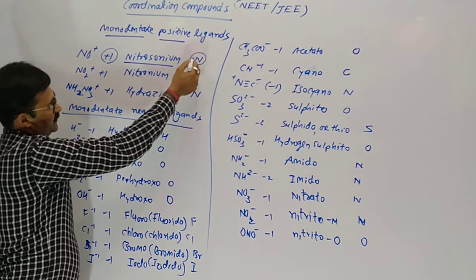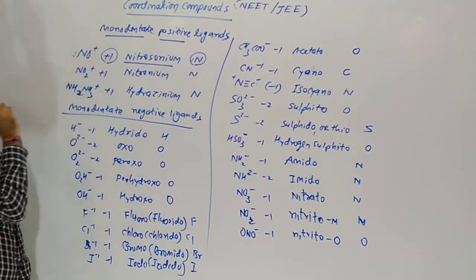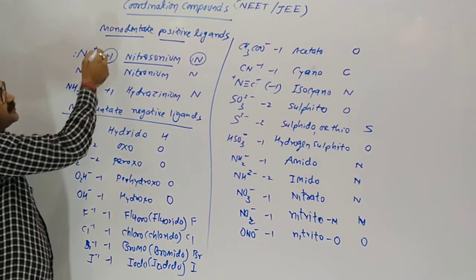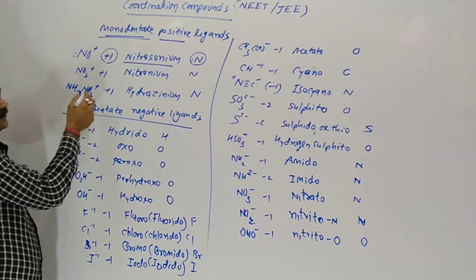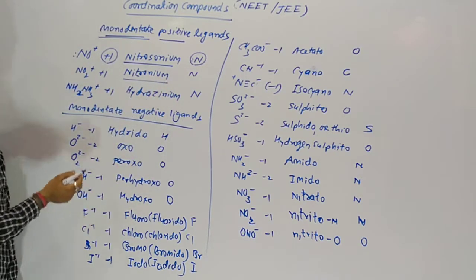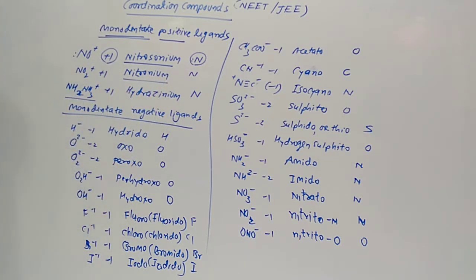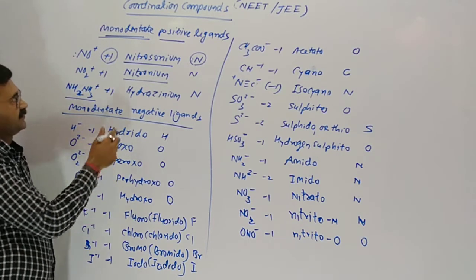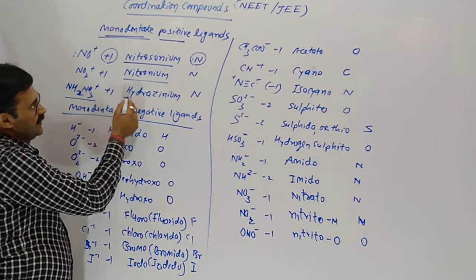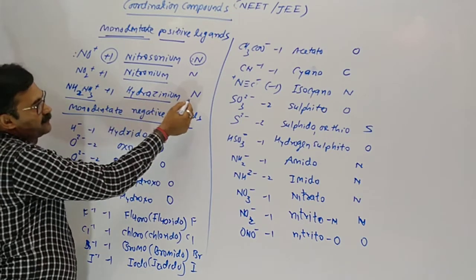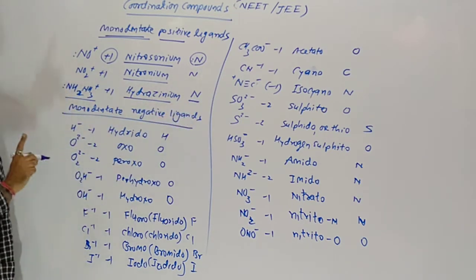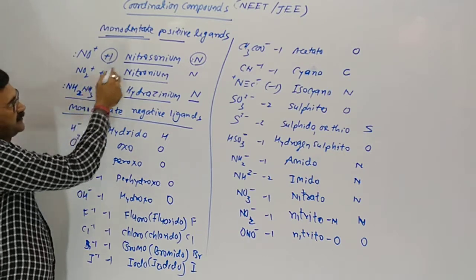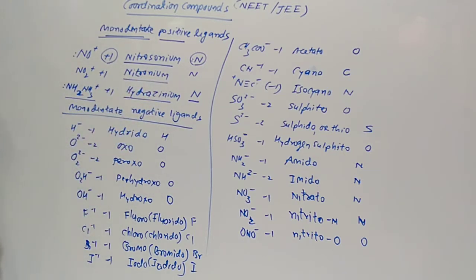Here the nitrogen atom donates one electron pair, so it is monodentate. NO2+ is nitronium, and NH2NH3+ is hydrazinium, where nitrogen donates one electron pair. These three are in our syllabus as monodentate positive ligands.